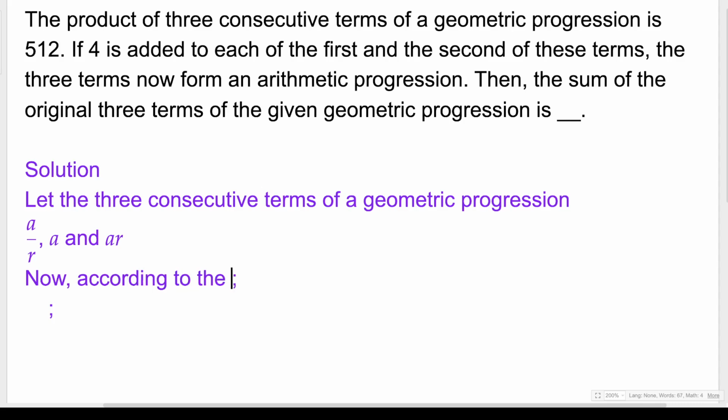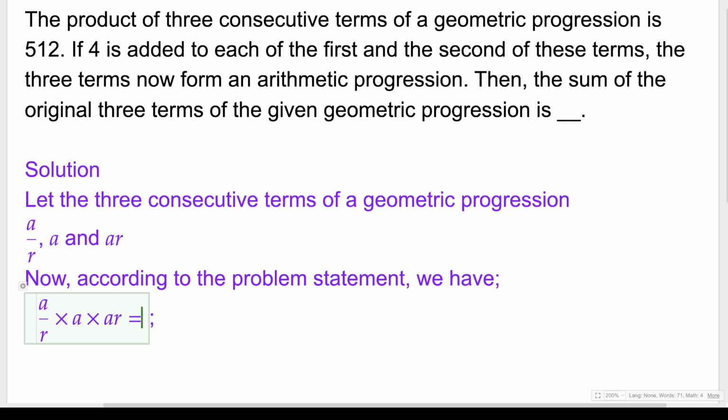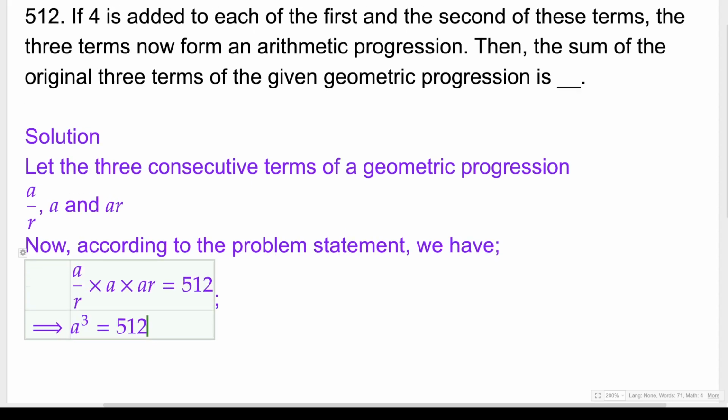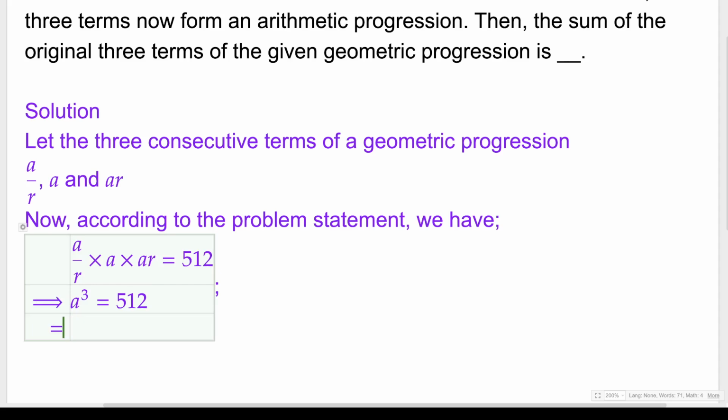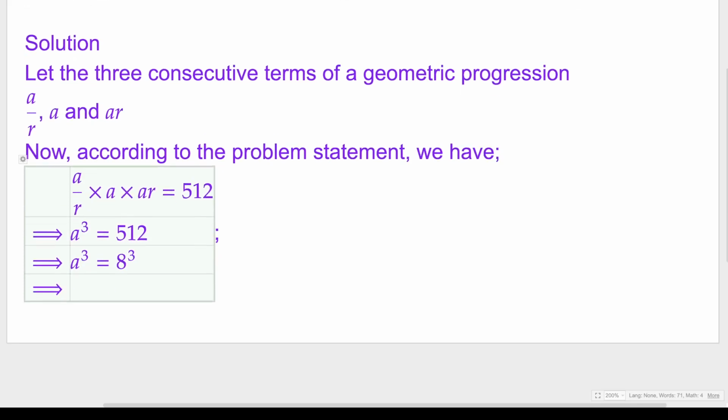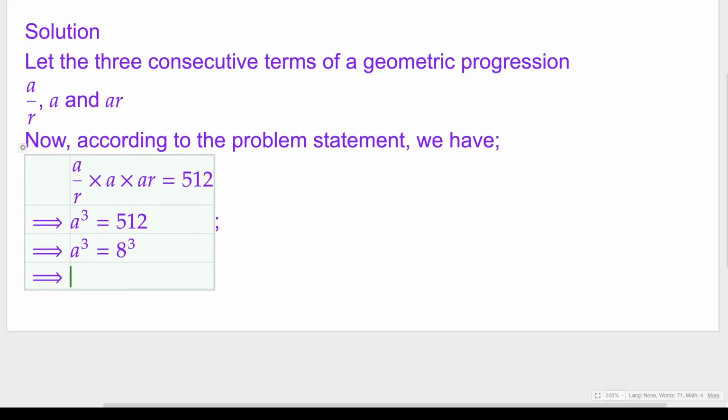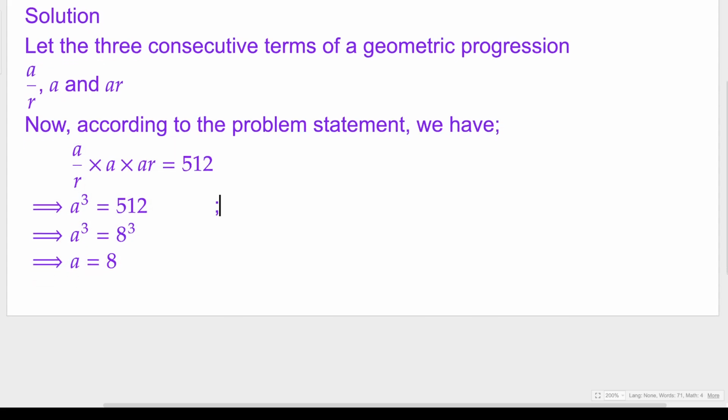According to the problem statement, the product is a over r times a times r, and this is equal to 512. From this, a to the power 3 equals 512, and 512 can be written as 8 to the power 3. So a cube is equal to 8 to the power 3. This is a cubic equation, hence it will have three roots, but the only acceptable value for this situation is 8, and I am neglecting the other two roots.